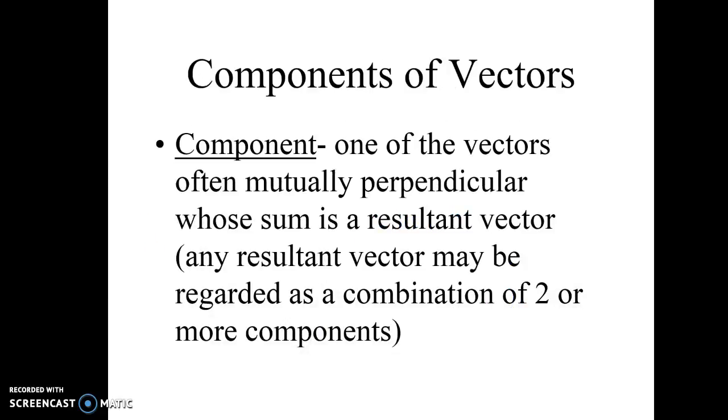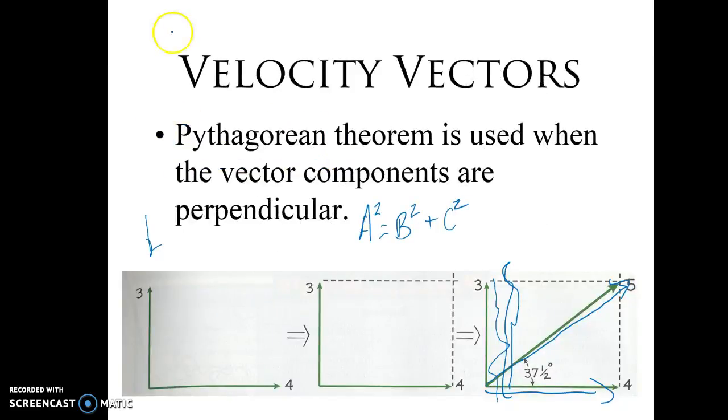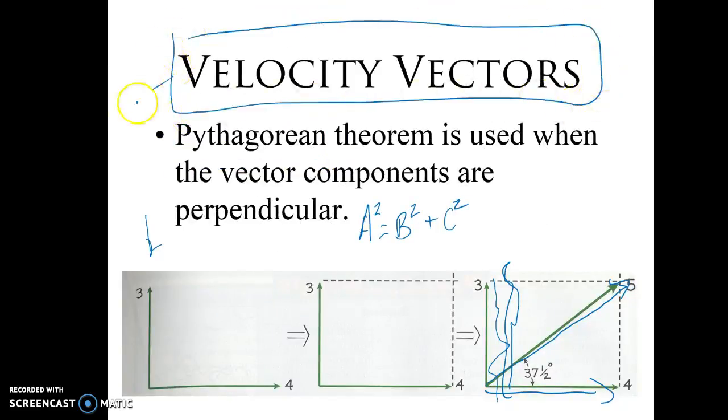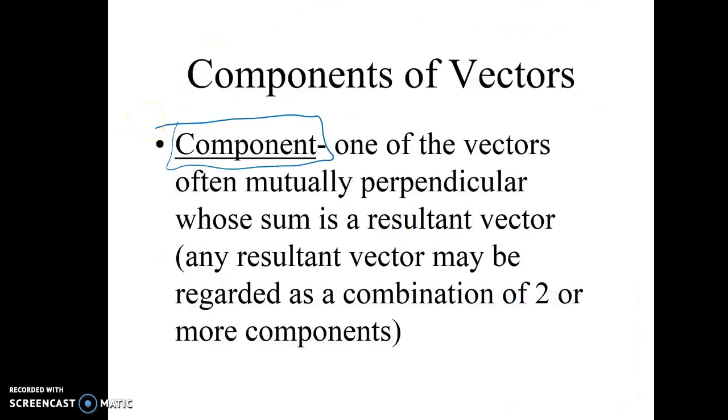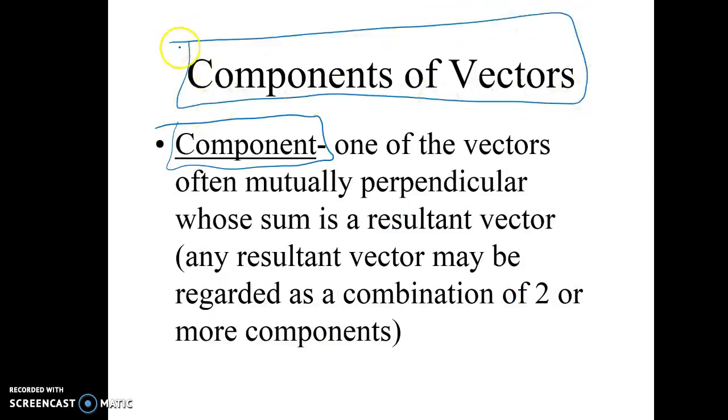Okay, component. Another major vocab word. If I haven't pointed this out, this is the heading. Put it over there. Components of vectors. What is a component? We talked about a resultant. Now a component are the two pieces of something moving in a weird direction.